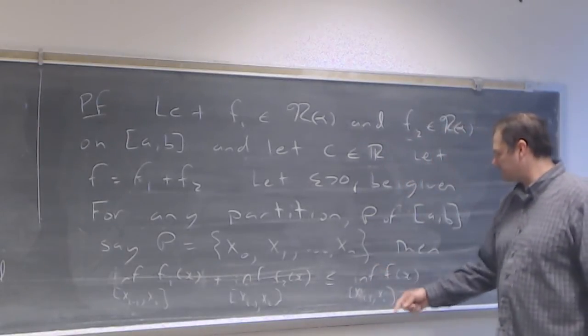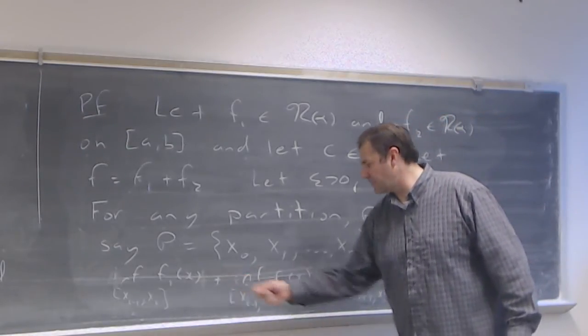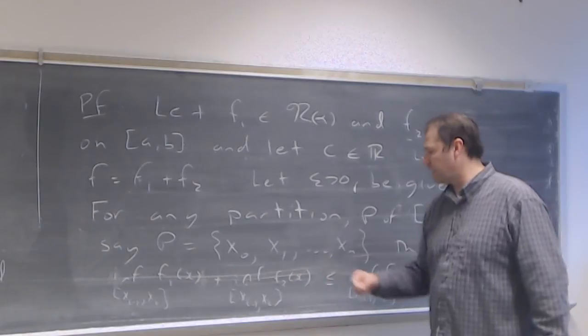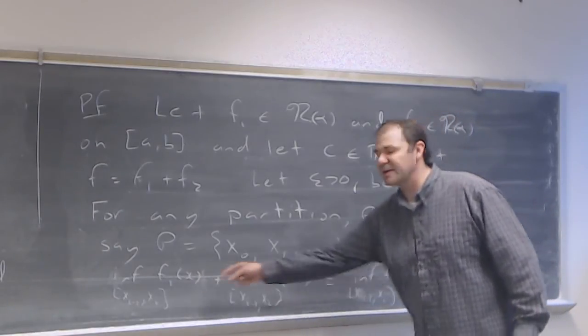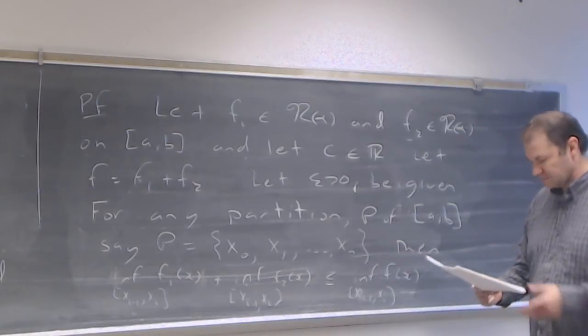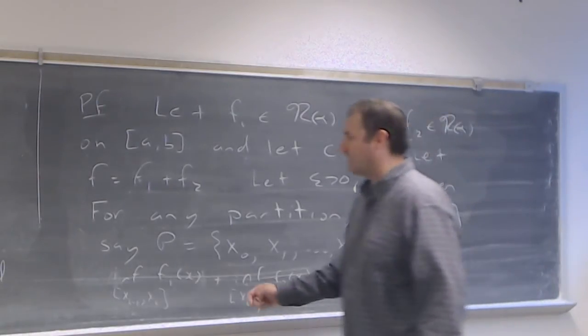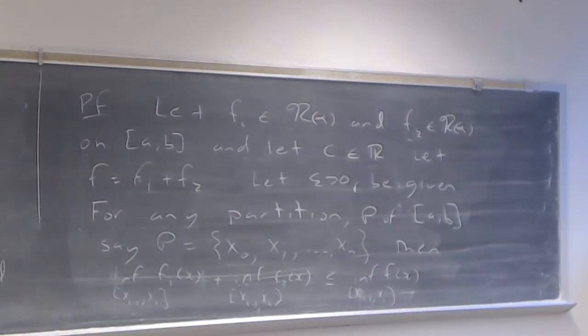And the only time that I can imagine where they're going to be equal is when the infimum of f sub 1 and the infimum of f sub 2 happen at the same x value. Okay? Then we have equality. But that's a true fact. And we can have an analogous fact about supremums, and that's what I'm going to write up next.